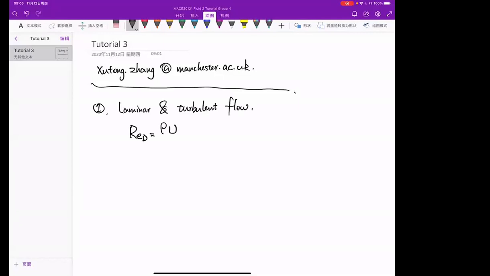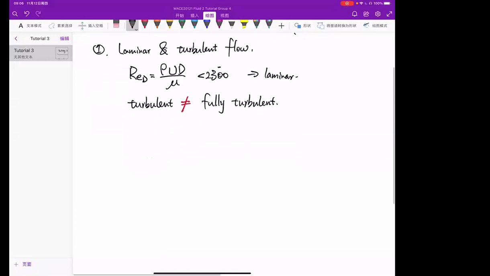You all know the Reynolds number. If this number is less than 2,300, then it's laminar. Otherwise it's turbulent, but you should bear in mind that turbulent doesn't mean fully turbulent. Turbulent is not equal to fully turbulent, and this will be reflected in the next part about the Moody chart. If it's laminar, there's a very good characteristic for the friction factor, which is f equals 64 over Reynolds number Re_D. It's only valid for laminar.